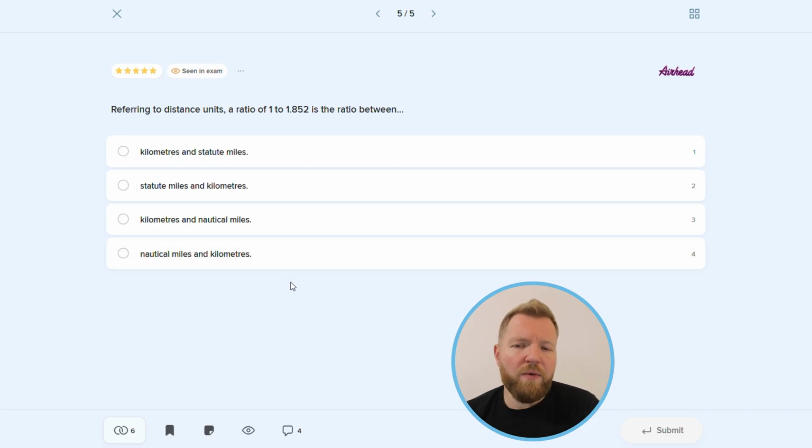Okay, this one is quite straightforward. It's a nautical miles to kilometers conversion, where 1 nautical mile equals 1,852 meters. In aviation, there are a few conversions that we use on an everyday basis. In navigation, it's worth remembering that, for example, 1 meter equals 3.28 feet, 1 nautical mile is 6,076 feet, or the example from this question, 1 nautical mile equals 1,852 meters.